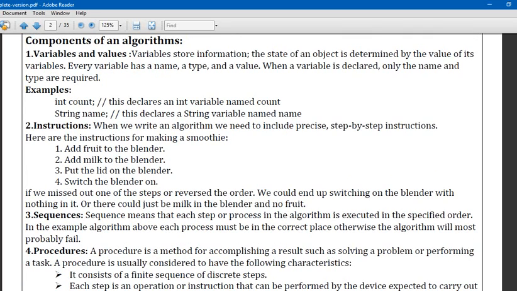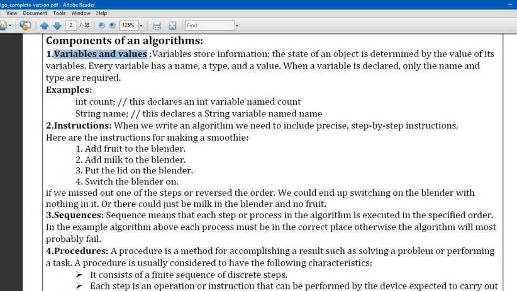Components of algorithm: variables and values. Here integer is the type and count is the name of the variable. A variable is a place where we need to store some data.